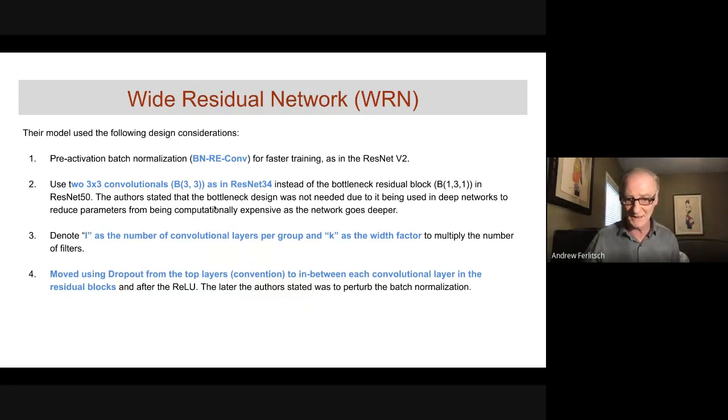And the authors stated that the bottleneck design was not needed, because the bottleneck was designed to handle networks going very deep. In this case, because the network wasn't going that deep, they used a slightly more computationally expensive one, but they felt it encouraged more feature reuse along the wide layer. And instead of doing dropout at the very end, that is the top layer, they put it in between each convolution.